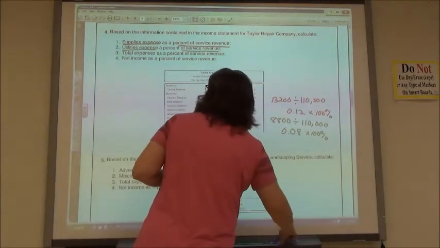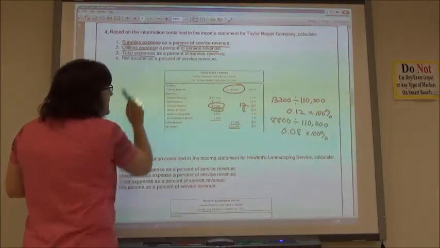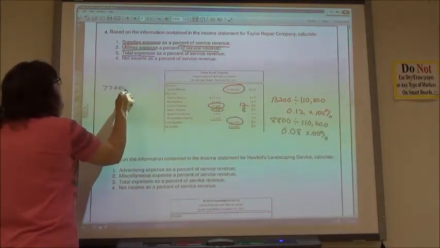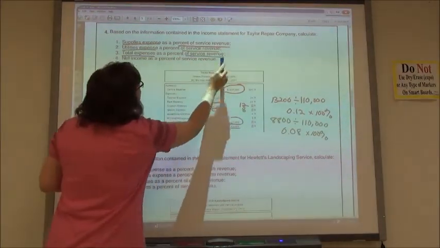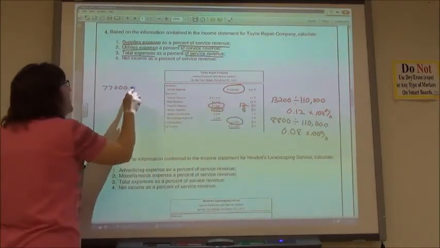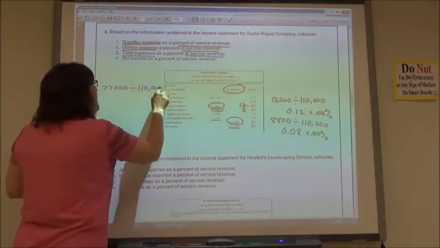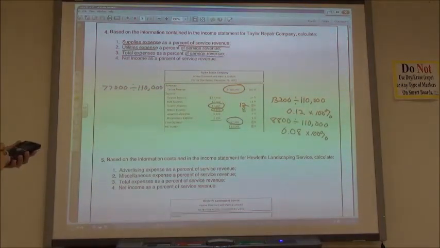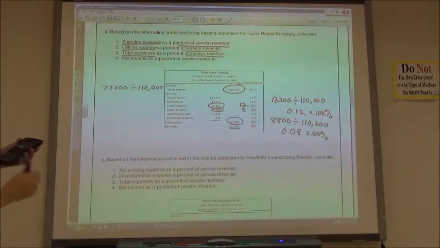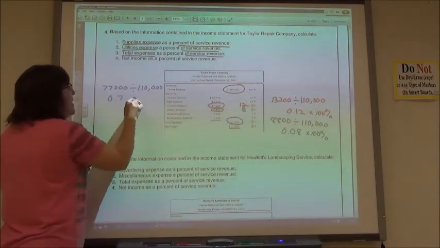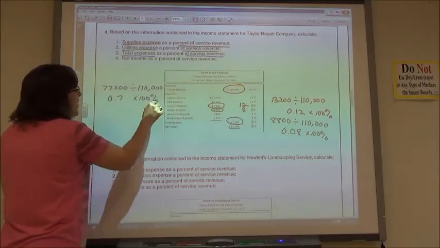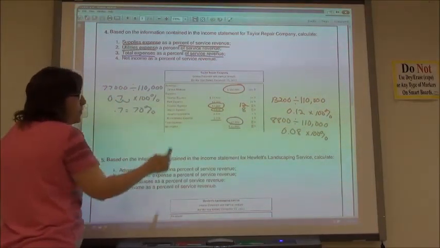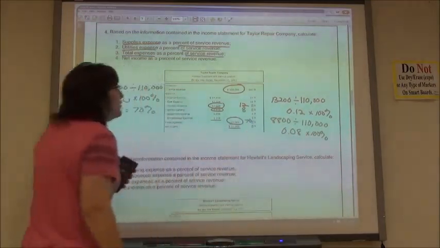Then the next one there says the total expenses. So my total expenses, 77,000 as a percent of the service revenue again. So they're still using that 110,000. So 77,000 divided by 110,000 gives me 0.7. I got to times that by 100. Don't forget that moves it 2 places. 0.7 is 70%. So 70%.